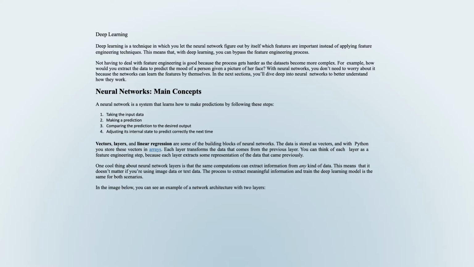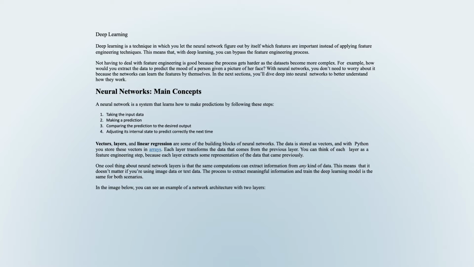Neural networks. Main concepts. A neural network is a system that learns how to make predictions by following these steps. 1. Taking the input data. 2. Making a prediction. 3. Comparing the prediction to the desired output. 4. Adjusting its internal state to predict correctly the next time. Vectors, layers, and linear regression are some of the building blocks of neural networks.